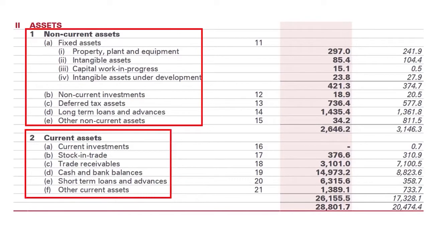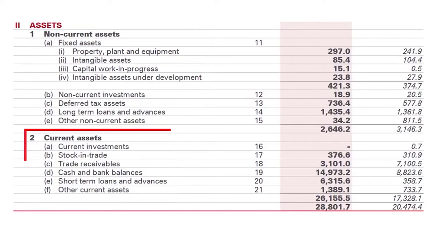Current assets mean short-term assets, that is those which will last for less than a year and those which the company can convert into cash immediately. Non-current assets mean long-term assets, that is those assets which will stay with the company for longer than 1 year and those which the company cannot convert into cash immediately. Today, we will start with the analysis of current assets.